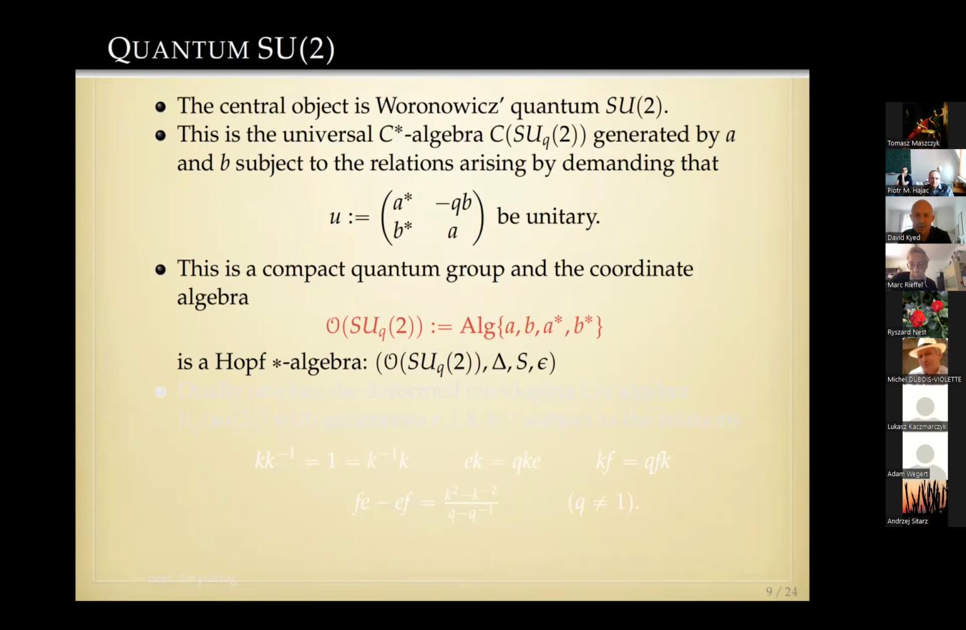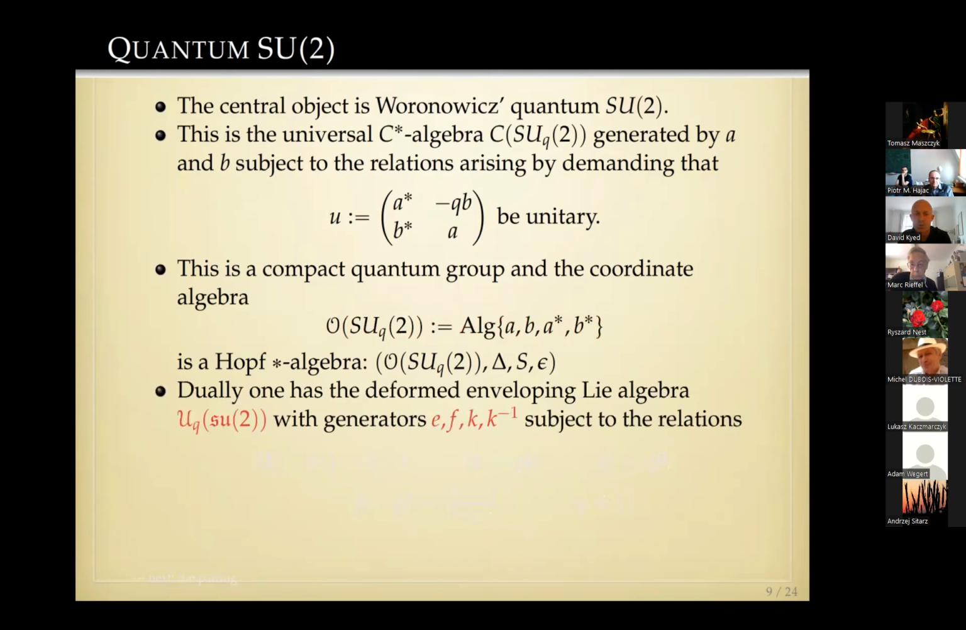And quantum SU2 has a friend, namely the quantum enveloping algebra. So it's denoted U_q(su2), so it's a deformed version of the standard enveloping Lie algebra. And this guy has also a bunch of generators, E, F, and K, which is supposed to be invertible, and then there are a bunch of relations. And I've written them down so that you can get a feel for it, but you don't necessarily need to remember these relations. But you still see that there are some q-commutation relations going on.